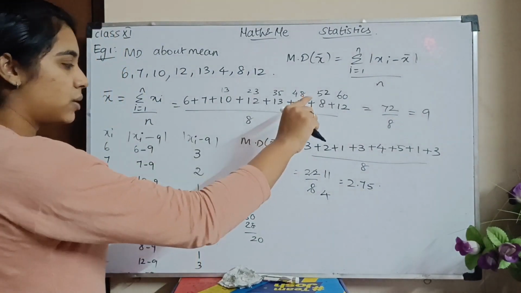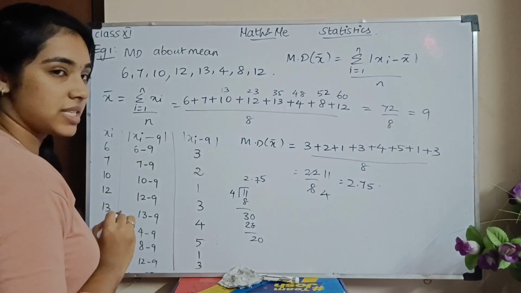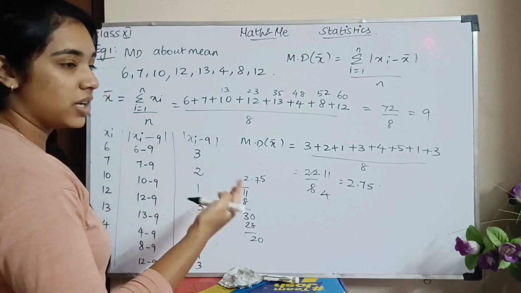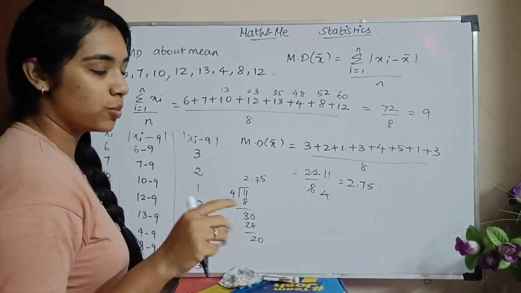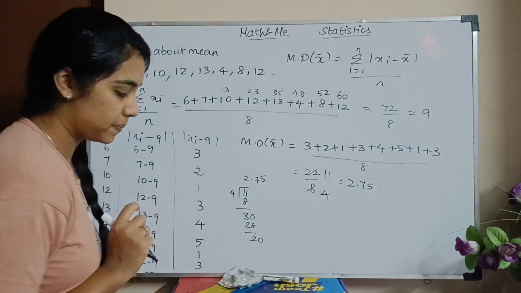Correct? So first mean kandupidichittu, appo you have to write the tabular column. The tabular column is very important in statistics. Okay? You'll see a lot more columns when you're solving bigger questions for grouped data, ungrouped data. Okay? Either we are dealing with ungrouped data. So this is how you solve. This is your mean deviation about the mean. Okay?